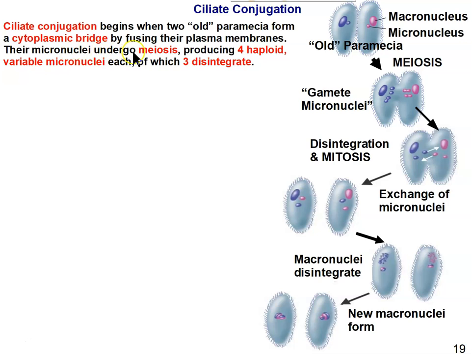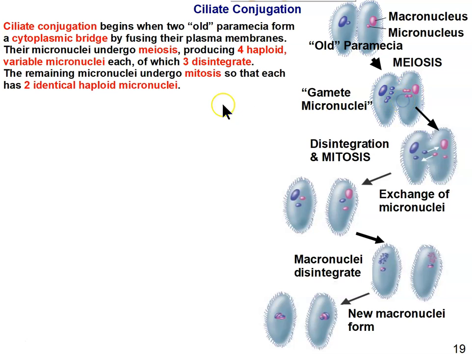Their micronuclei undergo meiosis. So here's the micronucleus in both individuals, and meiosis produces 4 micronuclei in each individual. 3 of them disintegrate in this process, leaving only one behind, but then the one that's left behind replicates by mitosis, so that each individual has an exact duplicate of the same micronucleus, and then they exchange those.